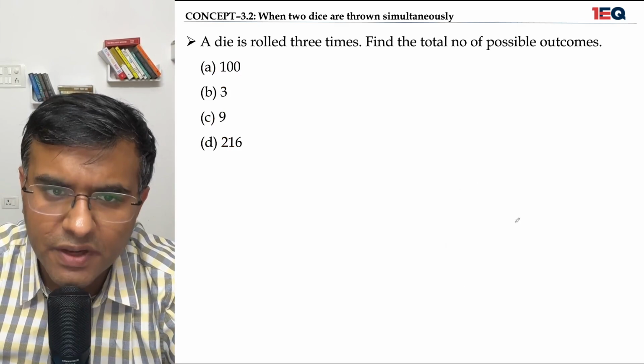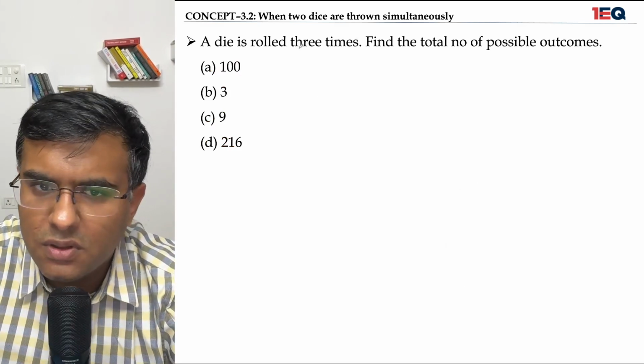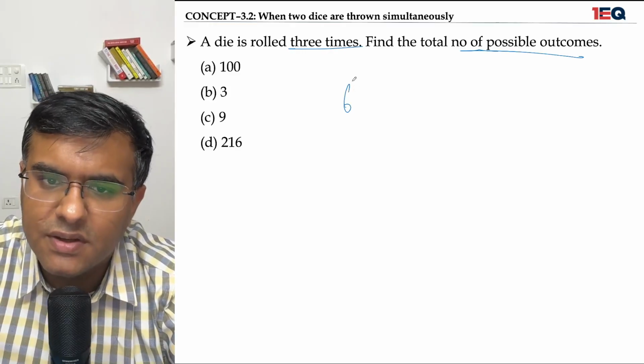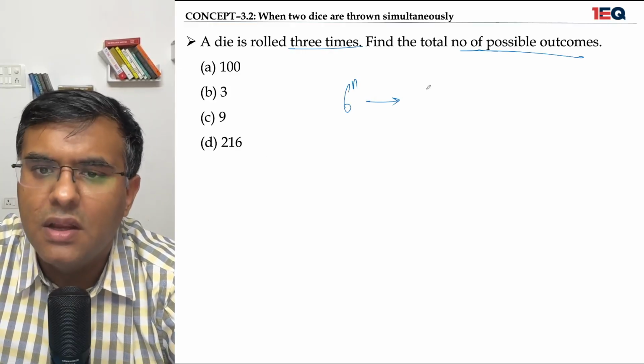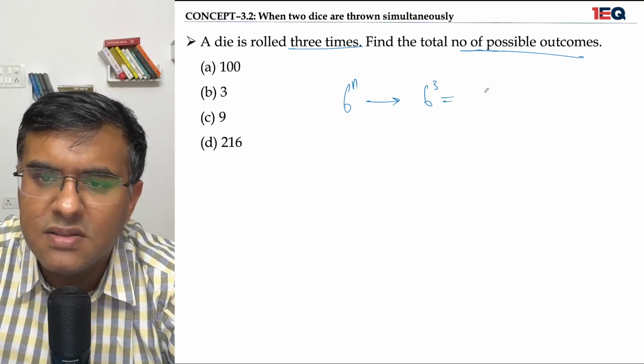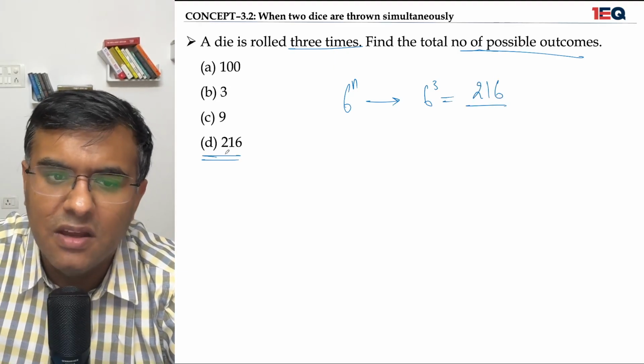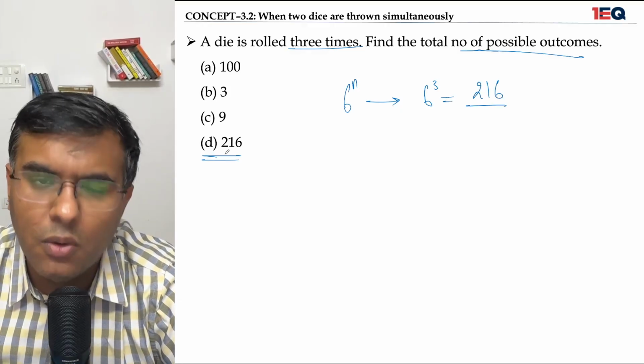So moving ahead, a die is rolled 3 times. Find the total number of possible outcomes which can come. 6 raised to the power n is the answer, and 6 raised to the power 3 has been asked. The cube of 6 is nothing but 216, which is my final answer. Okay, moving ahead.